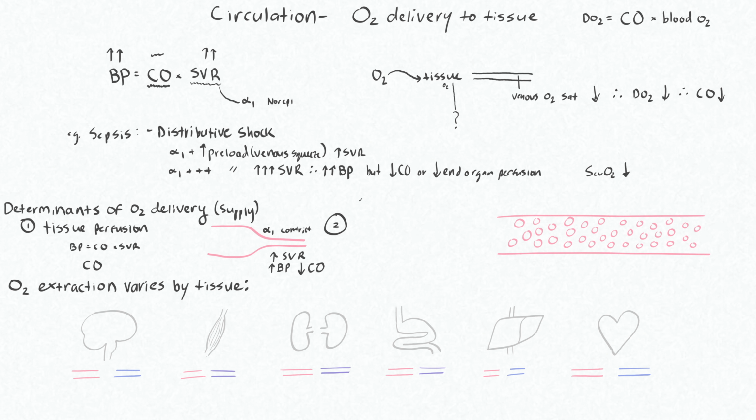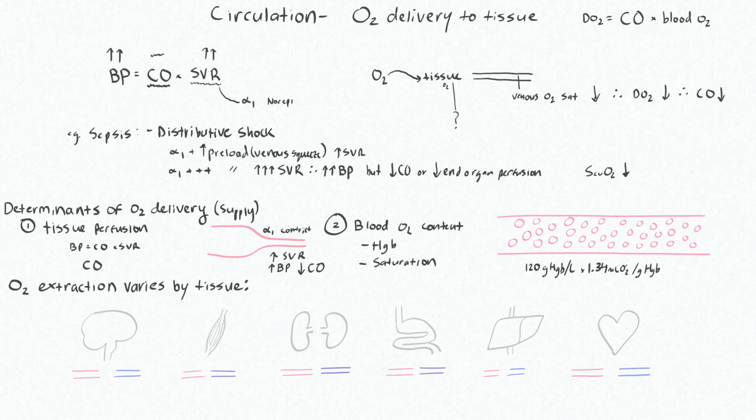The second determinant is the blood oxygen content, which is your hemoglobin concentration, and then the saturation of said hemoglobin. You should become familiar with this equation to calculate how much oxygen you can fit into your blood. And this is just your hemoglobin concentration in grams per liter multiplied by 1.34 milliliters of oxygen per gram of hemoglobin.